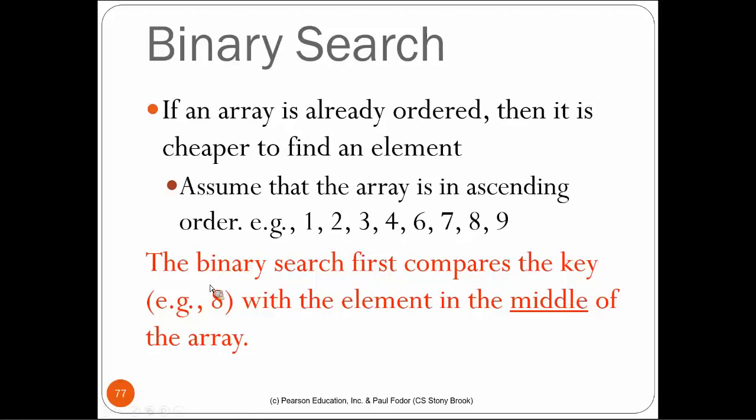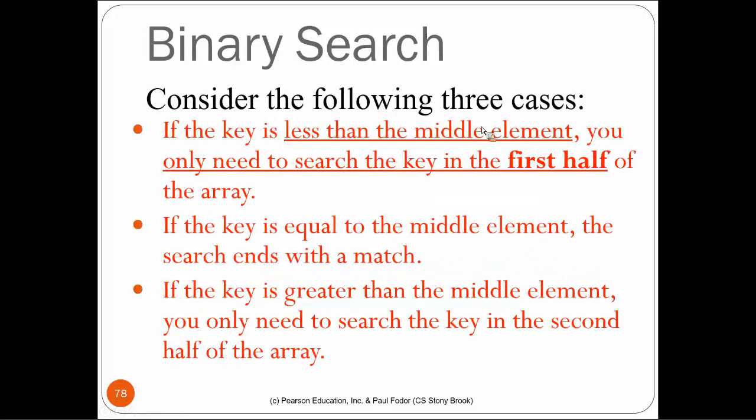We can apply the same algorithm to the rest of the phone book. We always compare the element that we are looking for with the middle element of the array. Then there are three possibilities. If the key is less than the middle element, we only have to search for the key in the first half. If the key is equal to the middle element, we found the element and we return the index. If the key is greater than the middle element, then we need to search only in the second half. We basically discard the first half.